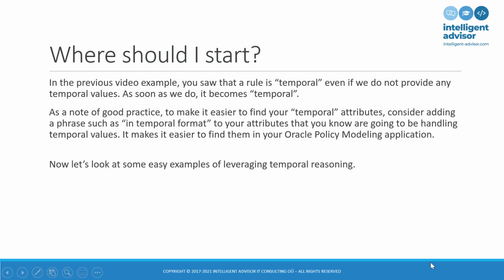So in the previous video, you saw that a rule is temporal even if we don't actually do anything with it. As soon as we do provide temporal values, then it becomes temporal. As a note of good practice, when you're writing rules and you want to show the readers of your Word document that you are working with temporal data, consider adding something like "in temporal format" to the text of the attribute, so that it makes it easier to search for things that are temporal. It's not a requirement, it's just easier to find.